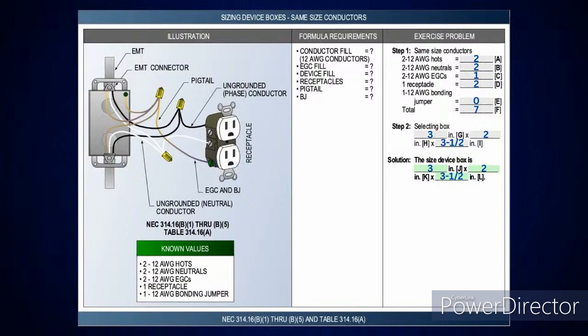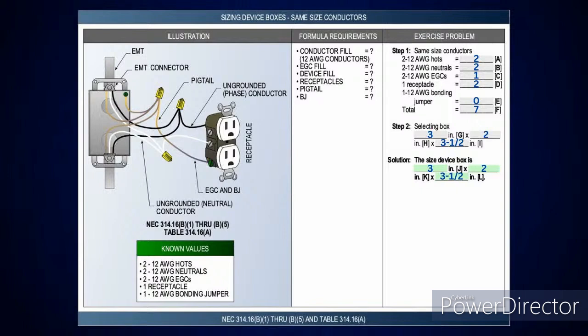So if I look at my same size conductors in step one, you have two number 12 ungrounded phase conductors, two number 12 grounded neutral conductors, two, and two number 12 equipment grounds, one. You have one receptacle, count two conductors. Bonding jumper, count as none. Add that up, and that gives you seven conductors. Go over to the top right hand side of table 314.16(A), pick up number 12, come down to the next size above seven, and look over to the left for device boxes. It's going to tell you that you need a 3 inch by 2 inch by 3.5 inch device box.